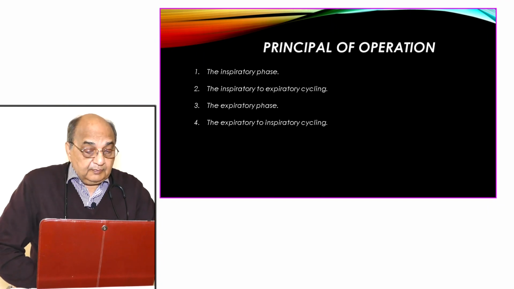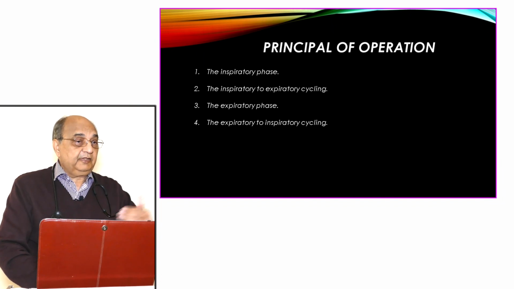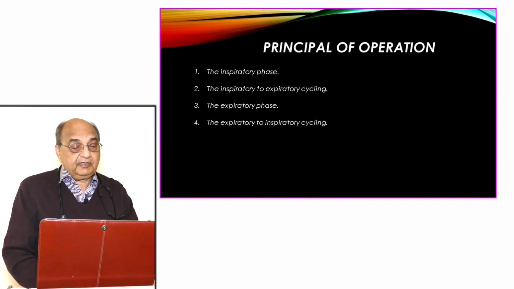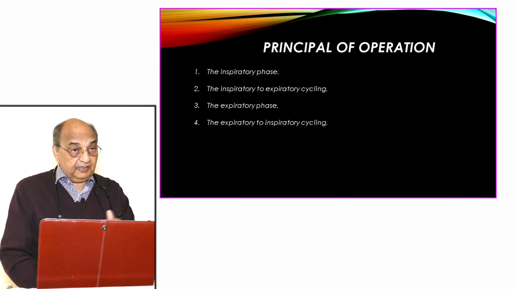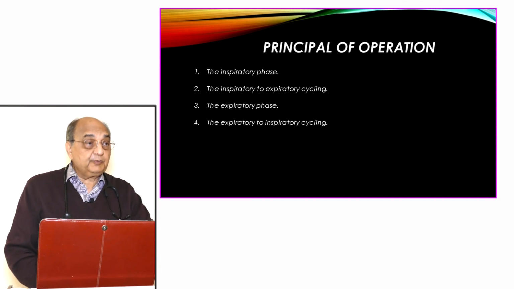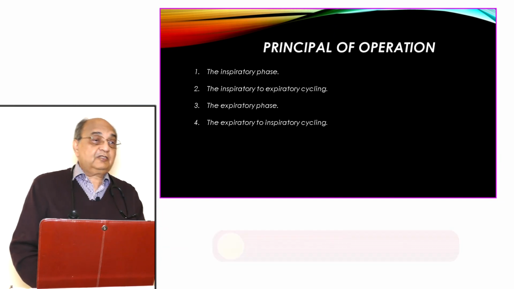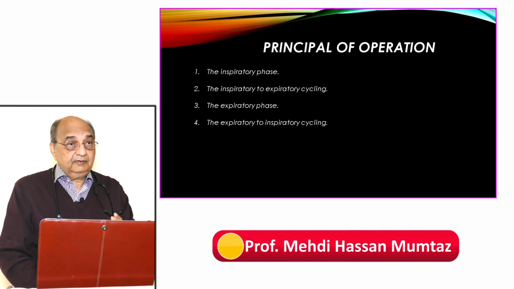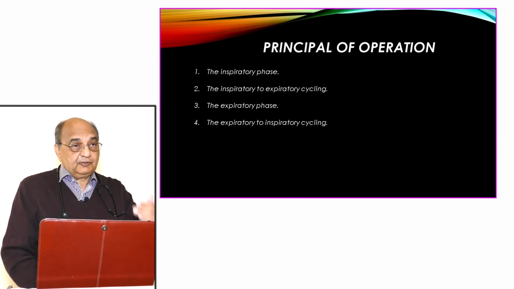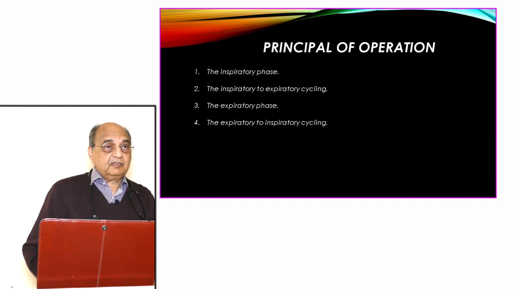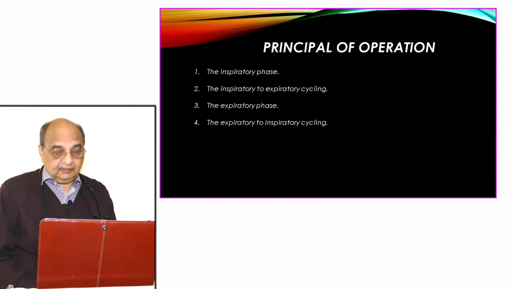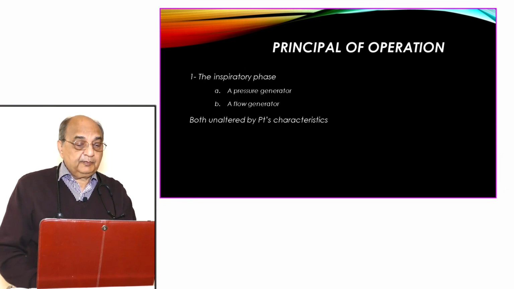Now, the basic principle of operation is there will be an inspiratory phase, then inspiratory to expiratory cycling, then the expiratory phase, then expiratory to inspiratory cycling. There are 4 phases this way. First the inspiration period, then the ventilator stops inspiration, and expiration starts. Once the expiration is finished, again the inspiration starts. This is called cycling from inspiration to expiration, then from expiration to inspiration. This is automatically done by the ventilator. But there are basic principles.